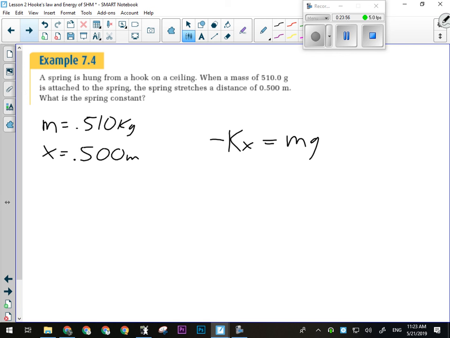All right, I'm going to bring x over to this side. Divide both sides by negative x. That's going to leave me with k. So here's what I'm going to have: 0.510 times negative 9.81. I'm assigning down as negative here. The spring is pulling up, which would be positive. Here's the problem when I do that. I have a negative times a negative on the bottom, and then a negative on the top and a positive on the bottom. I end up with a negative k no matter what I do here. It's just one of those weird situations where it comes up.